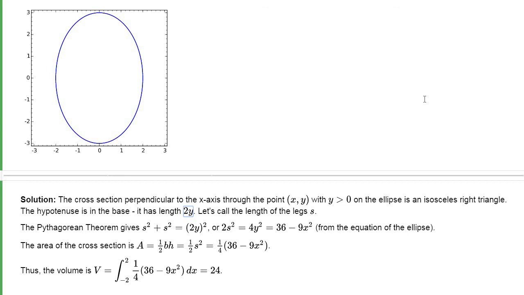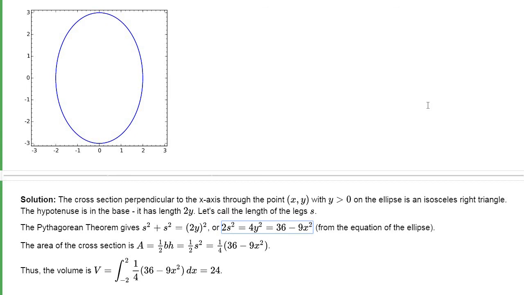Then you have two legs. I'm going to call the length of the legs s. They're the same because I told you it's an isosceles triangle. I need some connection between s and y. That comes from the Pythagorean theorem because it's a right triangle. If I square the lengths of the two legs and add them together, I get the square of the length of the hypotenuse. So s squared plus s squared is (2y) squared, or in other words, 2s squared is 4 times y squared.